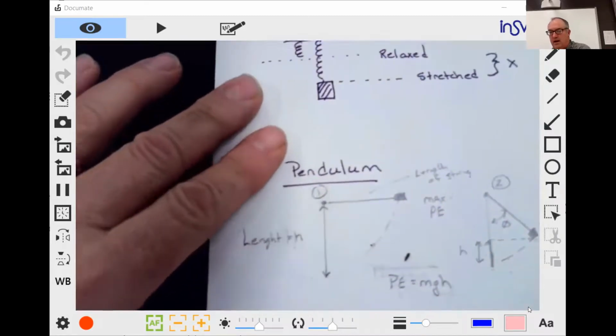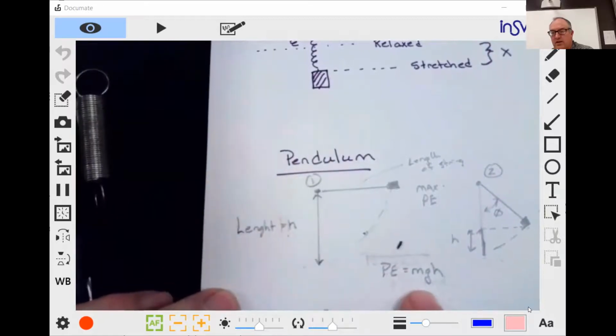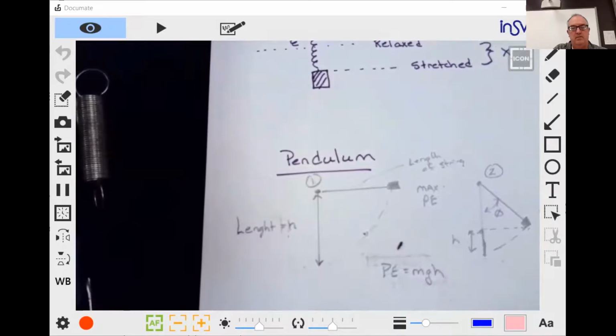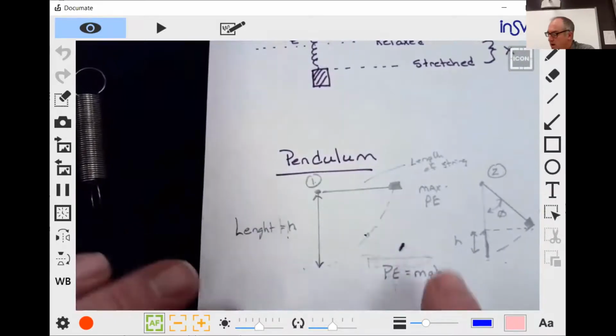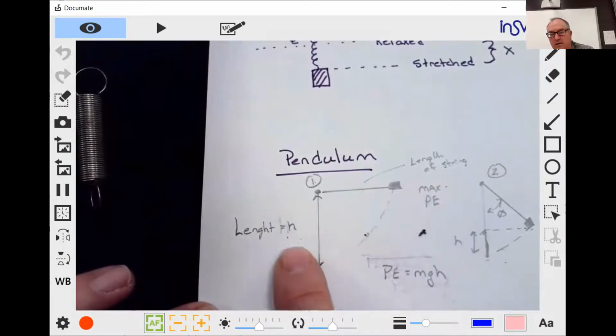So what we want to look at closely is how we get some of these values. Again, we're talking about potential energy as mass times gravity times height. And the maximum height, this height right here, would be equal to the length of the string. So if they tell you the length of the string is 2 meters, for example, then I would use 2 meters for my maximum potential energy.